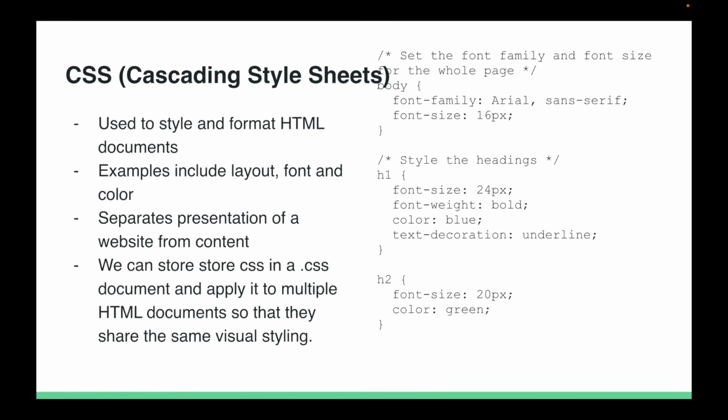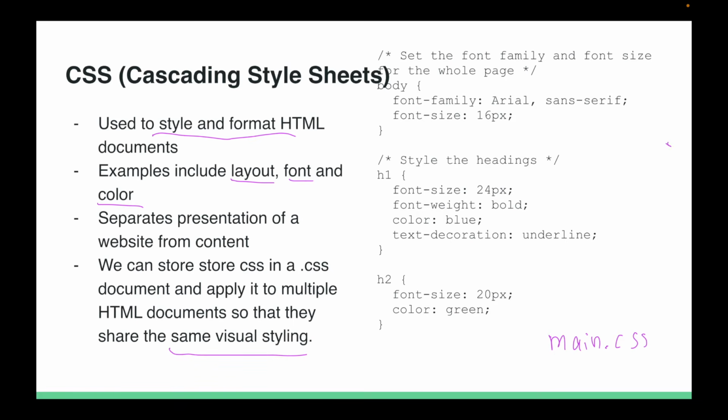Now the next thing I want to look at is CSS. CSS will be linked in your HTML. It's used to style and format HTML documents, so to alter the layout, font, and color. And one of the cool things is you can write CSS code and store it into files called like main.css. And then you can share that CSS between different HTML documents. For example, if you have a large website with many web pages, they can all share that same visual styling.